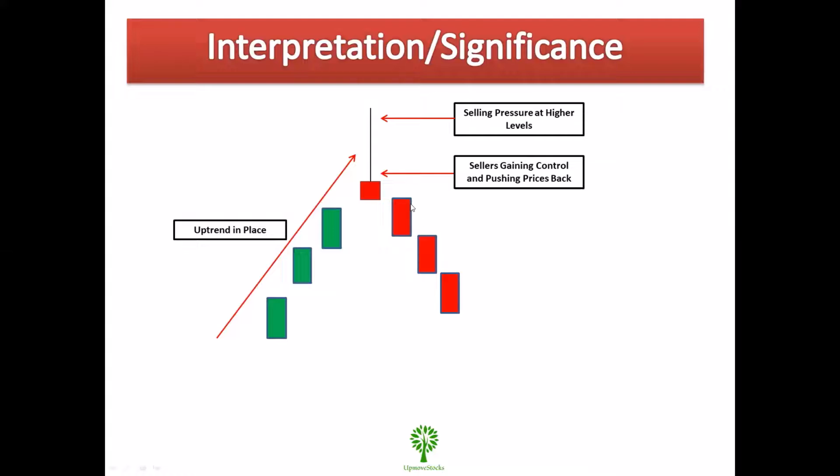So for the confirmation candle, this candle should close below the close of the shooting star candle. It is very, very important for the shooting star candle to get activated that the confirmation candle should close below the close of the shooting star candle.